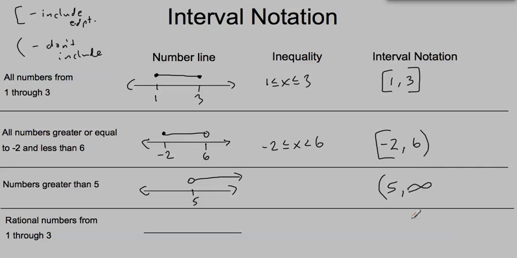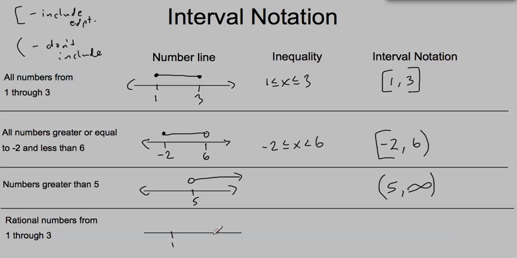Well, would I use a bracket or would I use parentheses for infinity? What we have to do is realize that infinity is a concept, not a number. So I can never actually equal it. If we can't equal it, we need to use a parenthesis. So we need to always remember when we're using interval notation and infinity, we always use parentheses with infinities. Always.